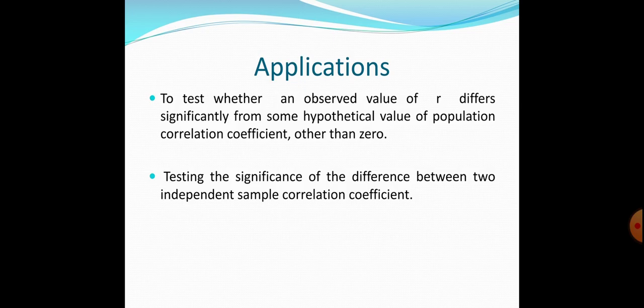Now, applications. Just as in the case of the t-test there are 4 applications, in this case also there are applications. We have 2 applications, and we must consider that in both applications the value of the correlation coefficient is the main component. The first application is to test whether an observed value of r differs significantly from a hypothetical value. Similarly, as in the t-test, a hypothetical value of r is compared with the observed value of r. And the second is testing the significance of the difference between the 2 independent sample correlation coefficients.